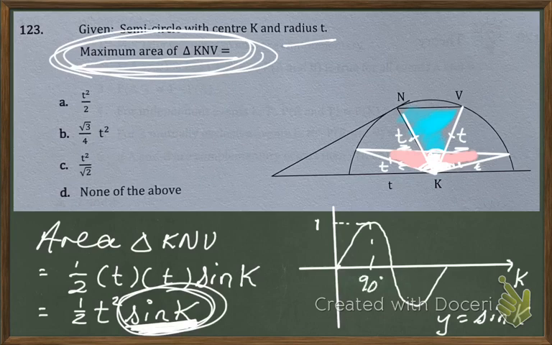And so for us to find the maximum of sine of k, we simply replace sine of k by 1, because sine of k is 1, is the maximum. And if sine of k is 1, the area is therefore equal to a half t squared. And a half t squared is the same as t squared divided by 2. And there sits your answer. Well done.